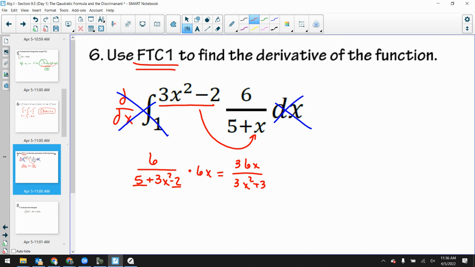Looks like I could divide out a 3. Let's reduce that a little bit. So on the top would be a 12x and then x squared plus 1. And that's all I can do. I wonder if I simplified that on my key. I did. 12x over x squared plus 1.